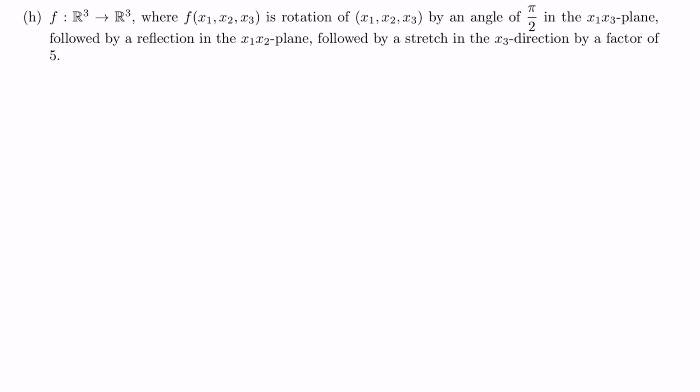All right, let's take a look at another example here. In this example, we've got a bunch of geometric transformations we want to do. We want to first do a rotation by an angle of pi over 2. That's going to happen in the x1, x3 plane. After that, we're going to do a reflection in the x1, x2 plane. And then lastly, do a stretch by a factor of 5 in the x3 direction. So let's go ahead and do that here.